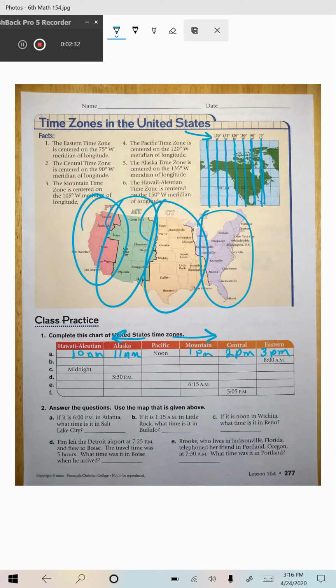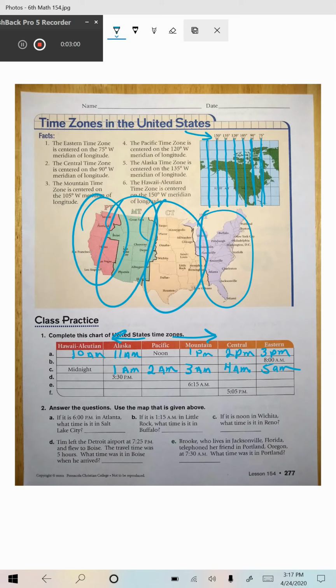Let's do one more. Let's just do this midnight one. So in Hawaii, it's midnight, right? So Alaska, it's an hour later, which would be 1 a.m. Mountain, 3 a.m. Central, 4 a.m. And Eastern, 5 a.m. So you can see the big difference in the time, depending on where.